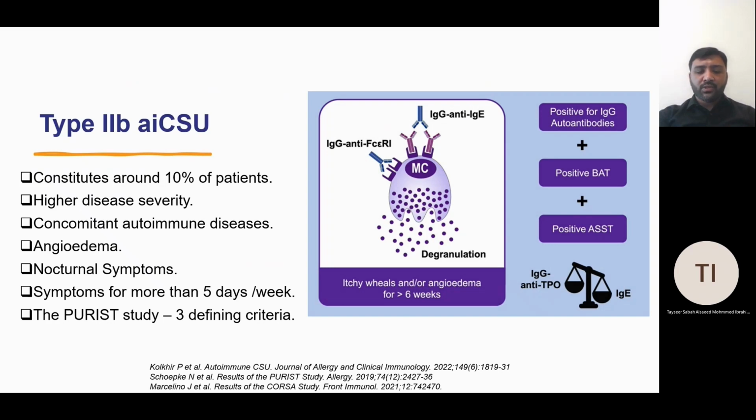often had more associated angioedema. They had frequent nocturnal symptoms, and most of these patients had symptoms more than 5 days in a week. The PURIS study was the first study to assess the 3 defining criteria in identifying patients with type 2 autoimmune chronic spontaneous urticaria. These include a positive IgG immunoassay, a positive basophil activation test, and a positive autologous serum skin test.